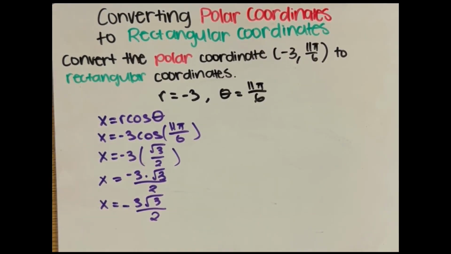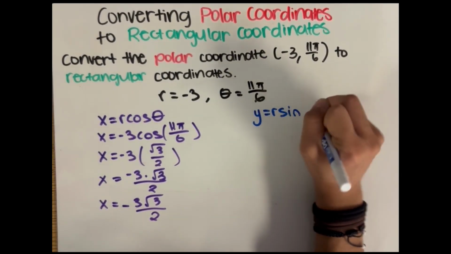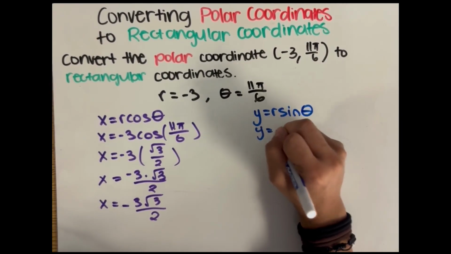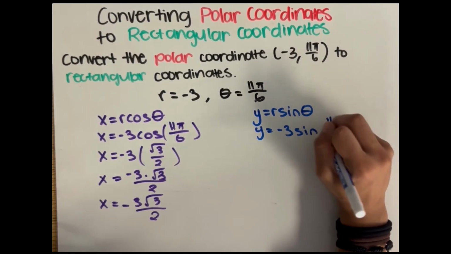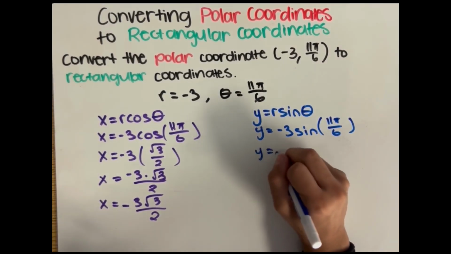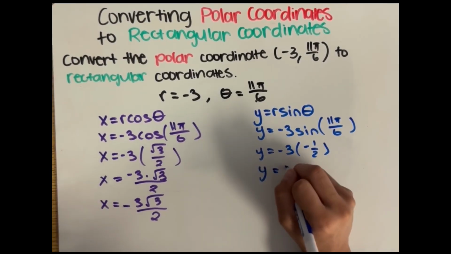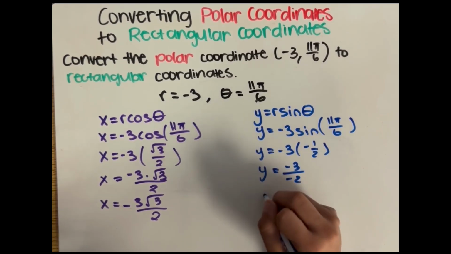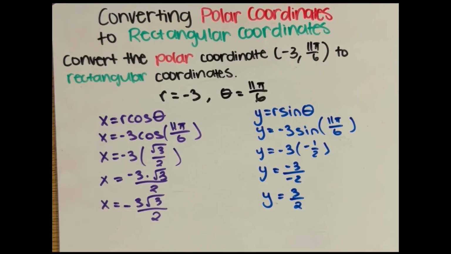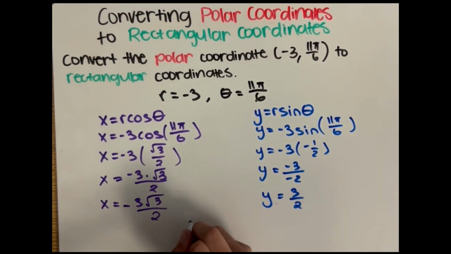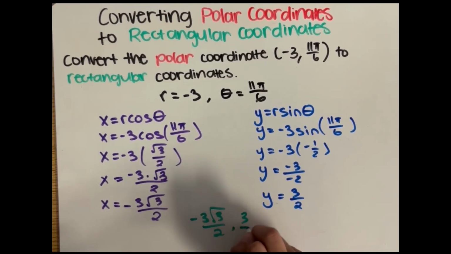Now moving on to our y-coordinate. We're going to use the equation y equals r sine of theta. Once again, substitute r and theta into the equation and get y equals -3 sine 11 pi over 6. Sine of 11 pi over 6 is equal to -1/2. So the equation is now y equals -3 times -1/2. And so this would make our final y-coordinate 3 over 2. So our rectangular coordinate is going to be -3 root 3 over 2, comma 3 over 2.